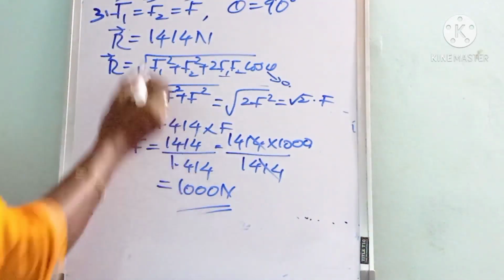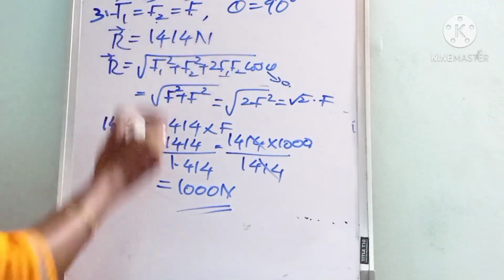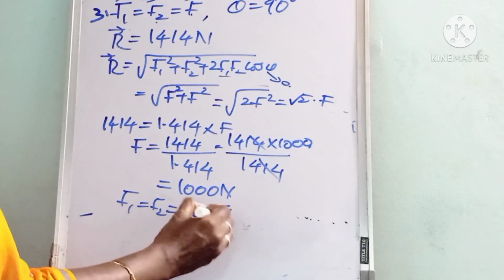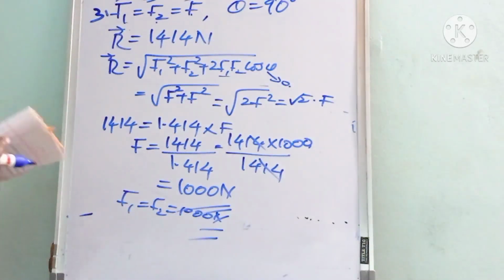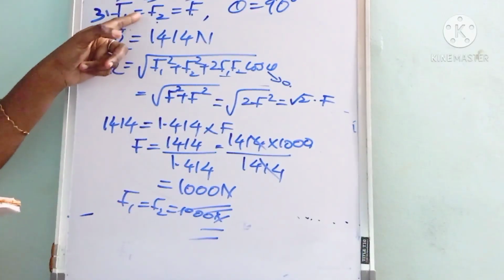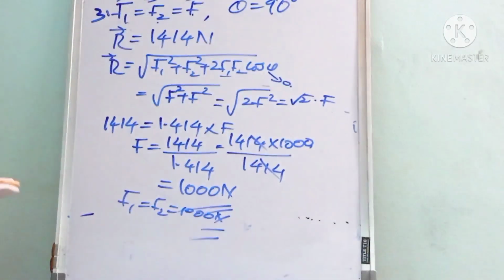So we can write F1 equal to F2 is equal to F, and F1 equal to F2 is equal to 1000 Newton. Here the resultant of two forces acting at right angles to each other is 14 Newton. The two forces are equal, let them be F1 and F2, equal to F.